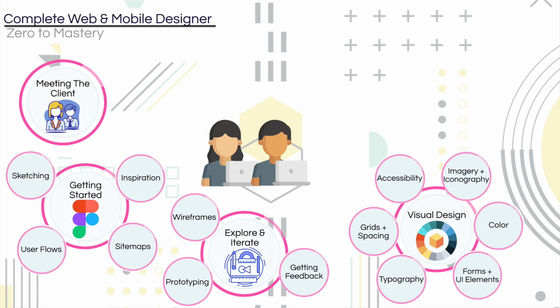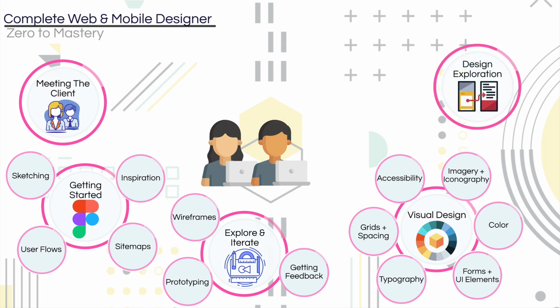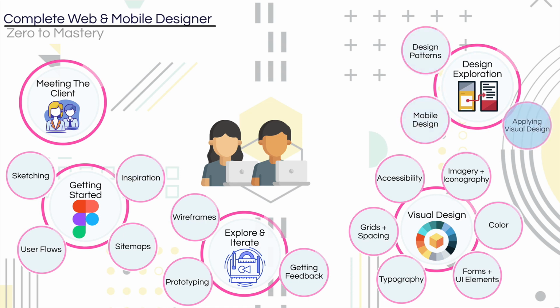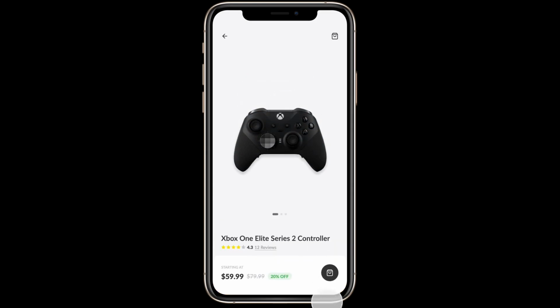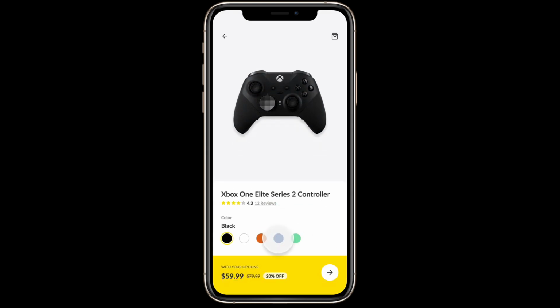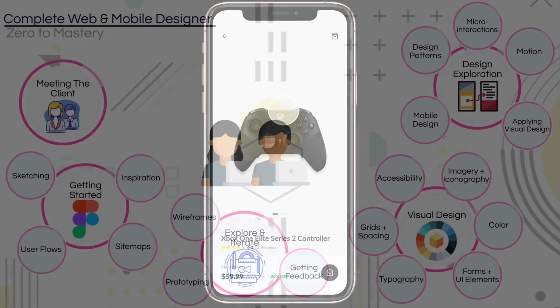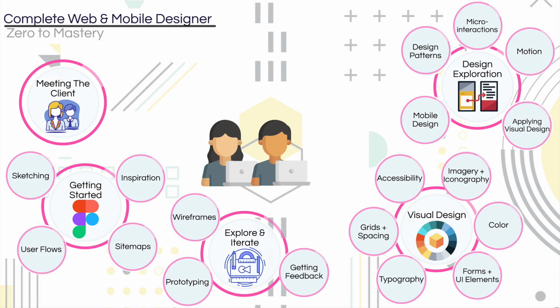Now that our product is starting to take shape, we then get into design exploration. This is where we talk about design patterns, mobile design, applying visual design and motion, and also micro interactions. This is where we make everything look really modern. Again, talk about best practices, about the importance of motion and animations, how we can make the user interact with our product in a way that is exciting to them, that creates good user experience. Lots to cover in this section.